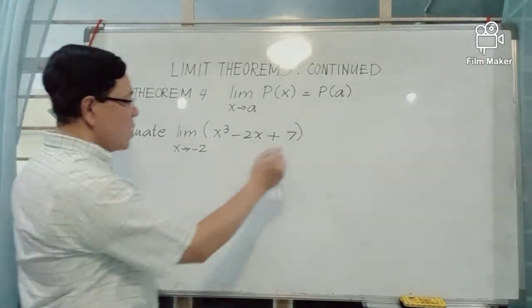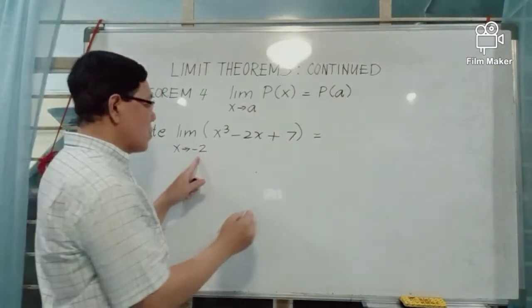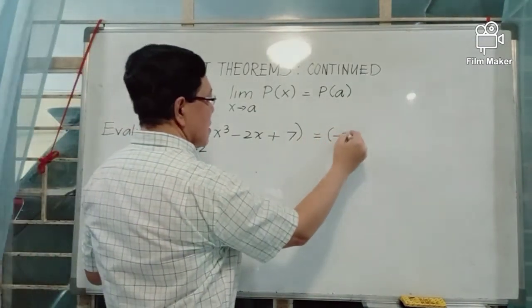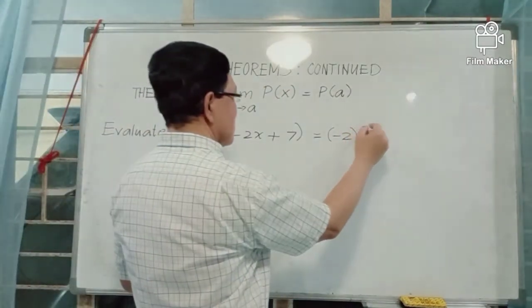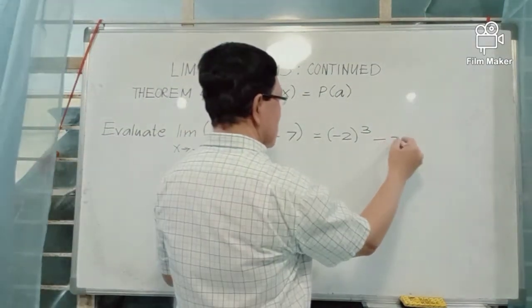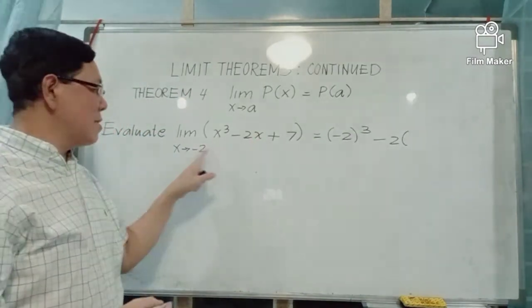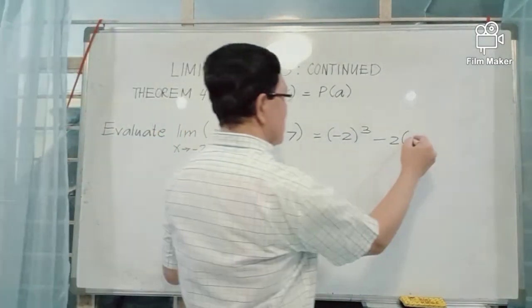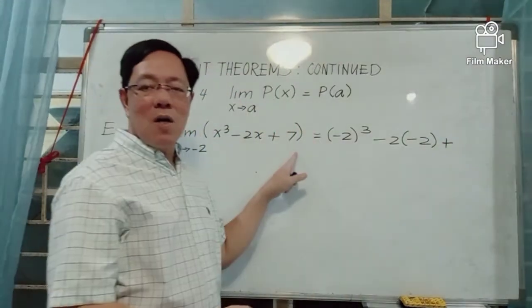This is now equal to x is negative 2 to the power 3 minus 2 multiplied by x. X is negative 2 plus the constant 7.